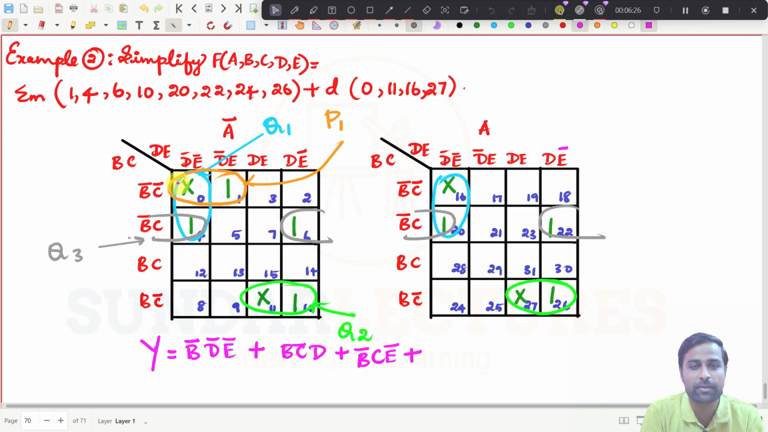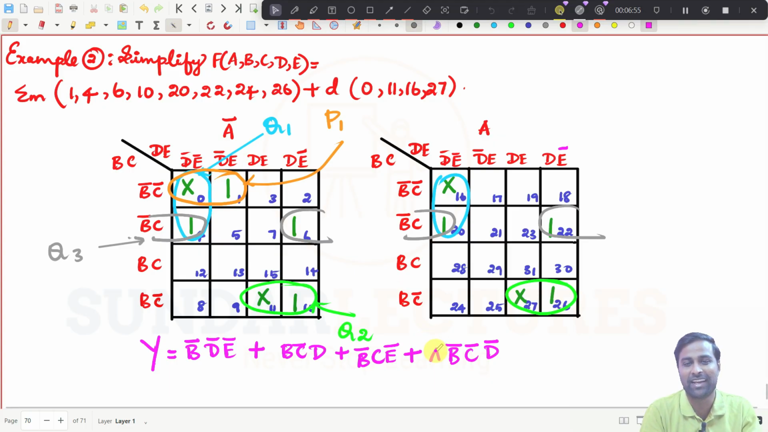See, how will you write the expression for this pair? You have to write B bar C bar, B bar and then C bar. And you have to compare these two, which is the common term, D bar is the common term. Be very clear here. I have taken this pair only from this A bar K map, not comparing with this A. I have not taken from A, right? So after completing this one, you have to write this A bar here. Can you understand?